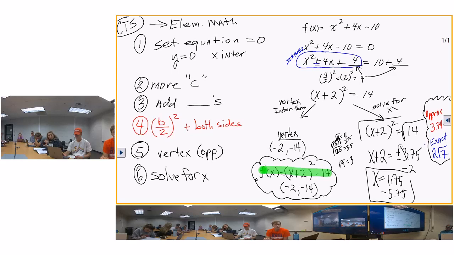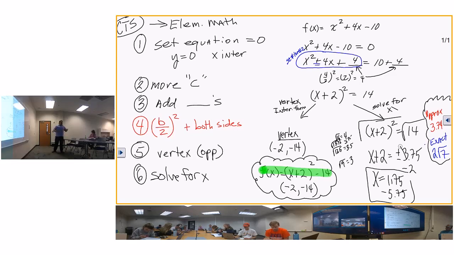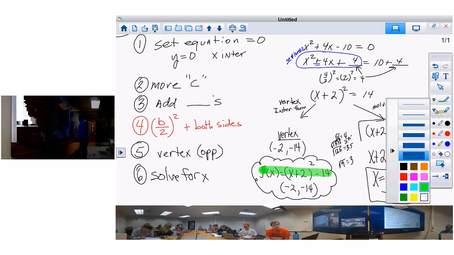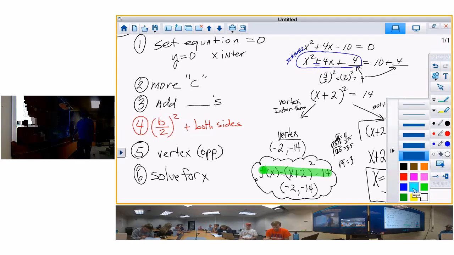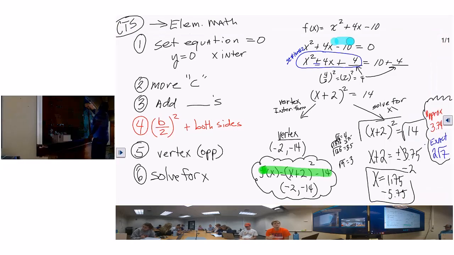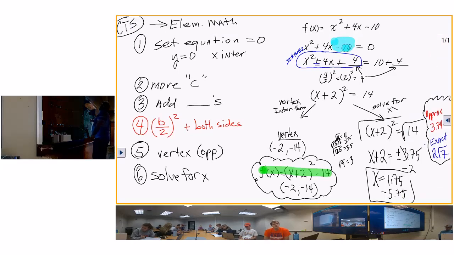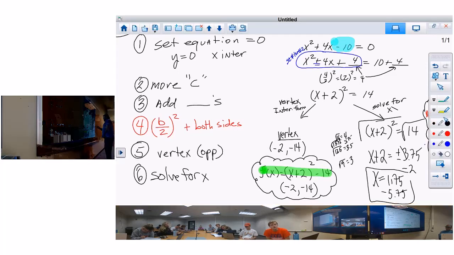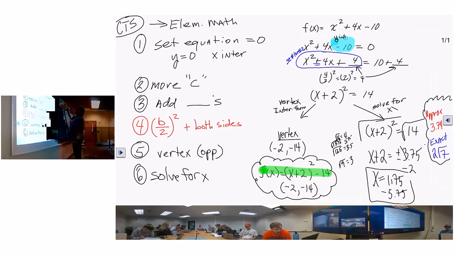Now you can sketch. Why? How do you know? Well, over here, let's take our handy dandy highlighter and let's highlight this guy. Where is my equation? What is this guy right here? What is that blue area? It's the C, right? It's the Y what? That's the Y-intercept.